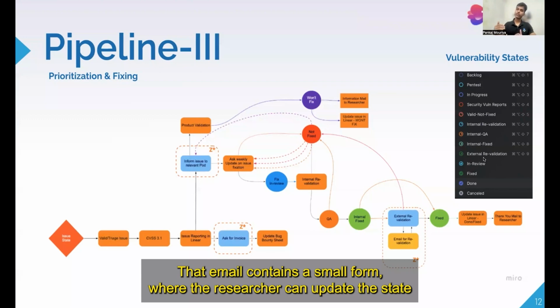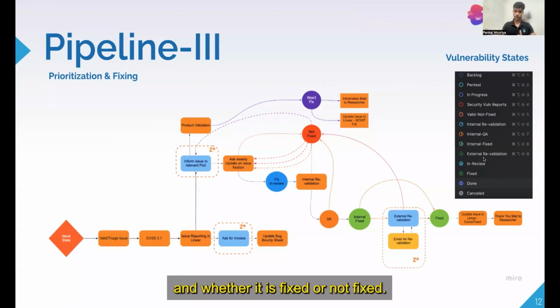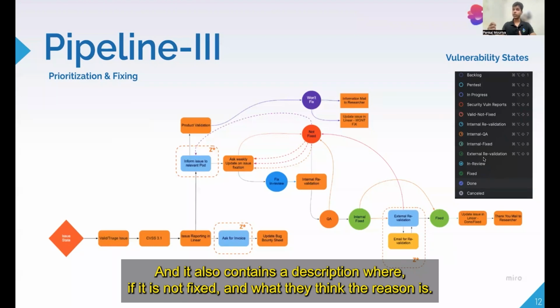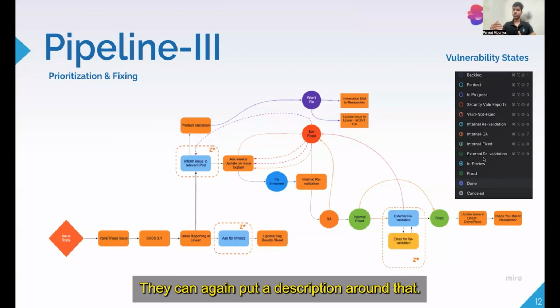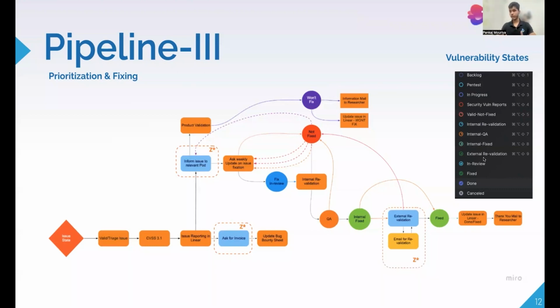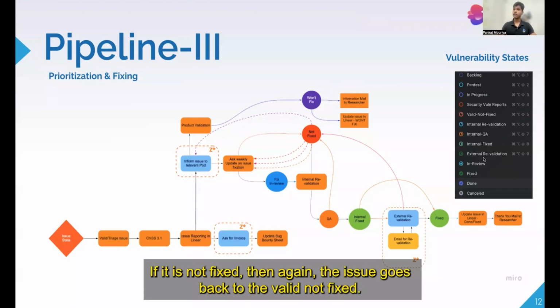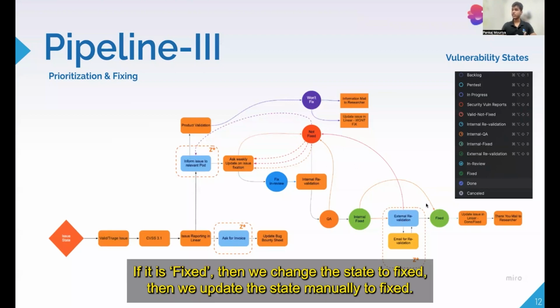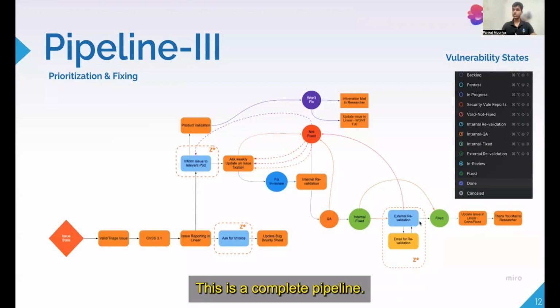That email contains a small form where the researcher can update the state whether it is fixed or not fixed, and it also contains a description where, if it is not fixed, they can put what they think the reason is. That particular data is again populated back inside the same Linear ticket as part of a comment. If it is not fixed, then the issue goes back to valid not fixed. If it is fixed, then we update the state manually to fixed. Basically, this is the complete pipeline.